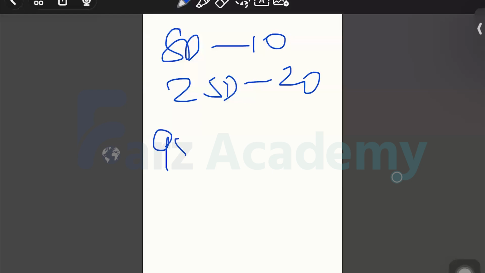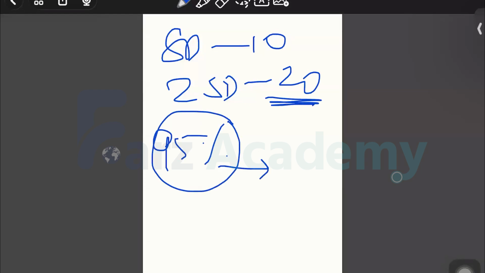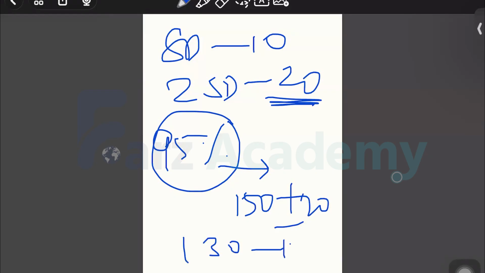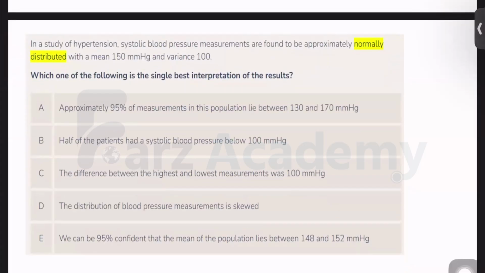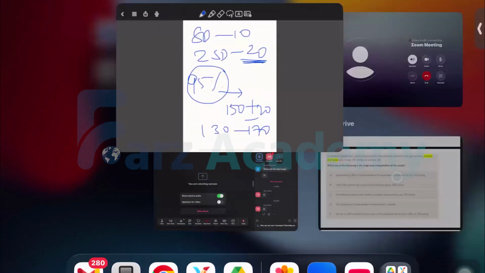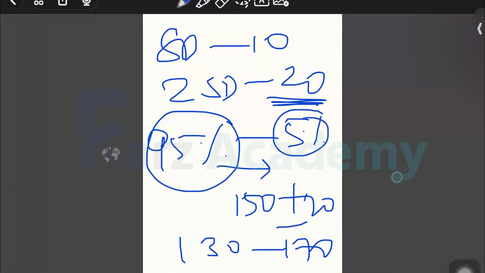Now similarly, if the standard deviation is 10, two standard deviations become 20. So 95% of my population is going to lie within 2 standard deviations, that means within 20 of the mean, which is 150. So 150 plus minus 20 will be 130 to 170. If you see this option, 95% of measurements are between 130 to 170. That becomes true. This also leaves us with the fact that only 5% are going to be out of this range.